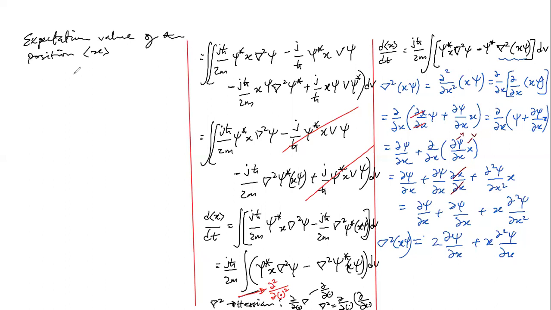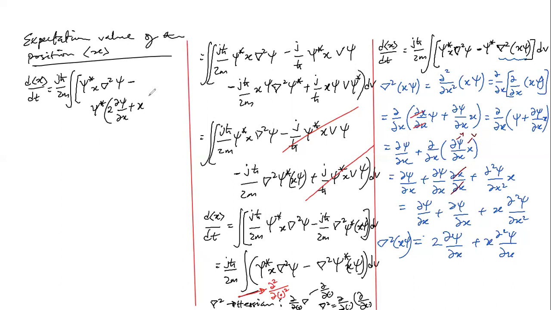So now when we plug this into the first time derivative of the position expectation value, then we have that jħ over 2m integral of psi conjugate x d²psi/dx², minus, so the psi conjugate times this entire process, that will be minus psi conjugate times twice dpsi/dx plus x d²psi/dx², dx.